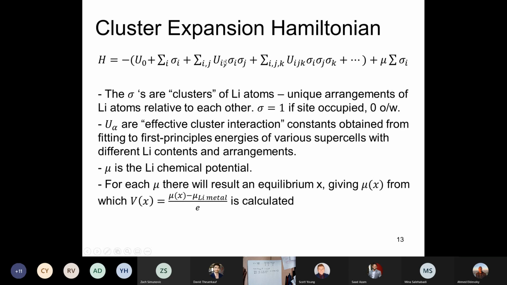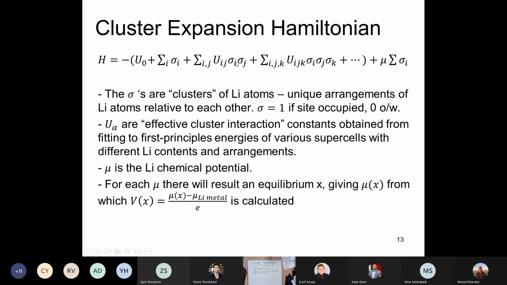we have two body interactions between lithium atoms on sites I and J. They might be near neighbor interactions where I and J are next, or next near neighbor, or whatever they are. And then you might have triplet interactions between sites I, J, and K, etc.